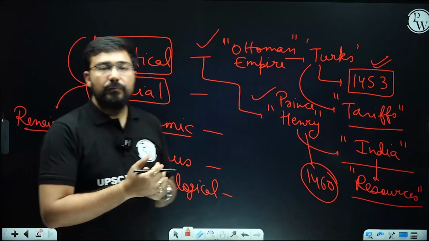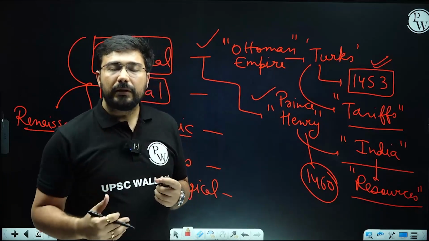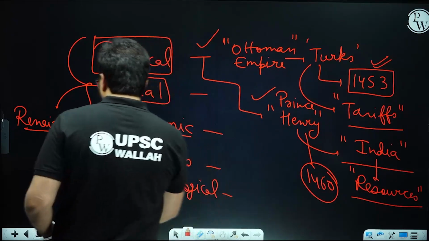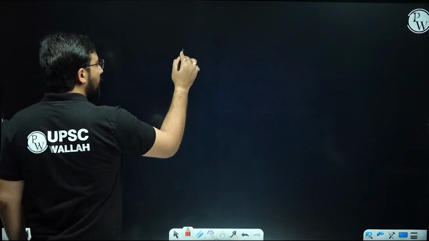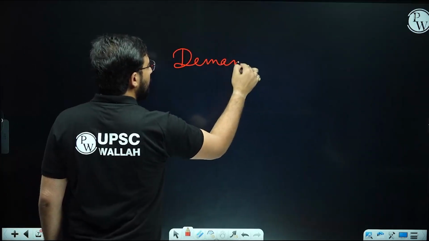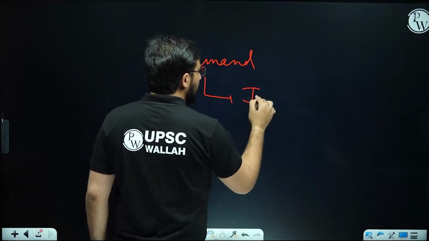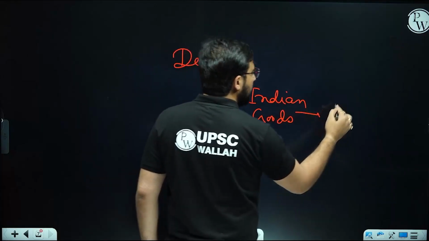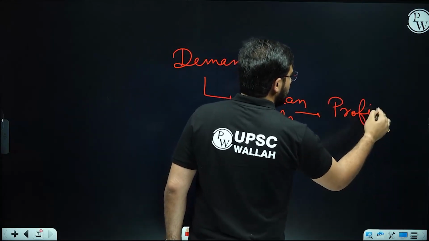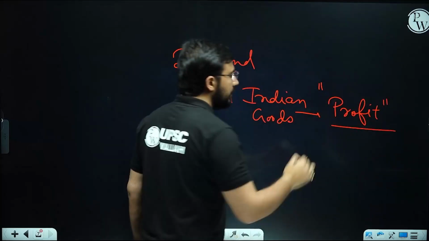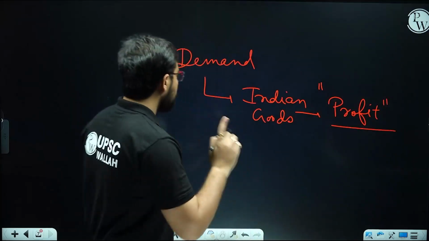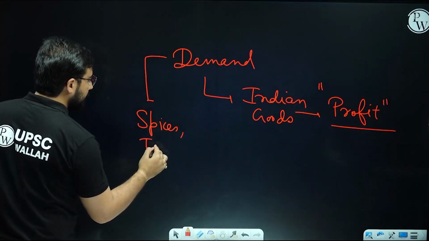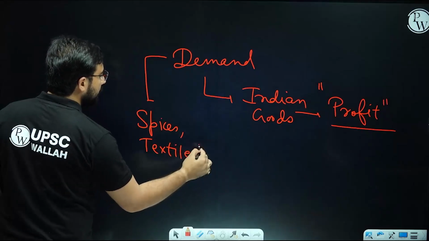Economic factor is also important. Why? Because why would someone come from Europe to India? Because there is a demand. So if someone asks you how economic factors played a very important role, it is because there was a demand for Indian goods. And since there was a demand for Indian goods, naturally, whoever participates in this venture is bound to get profit. That's why Indian spices, textiles, all this were in great demand.